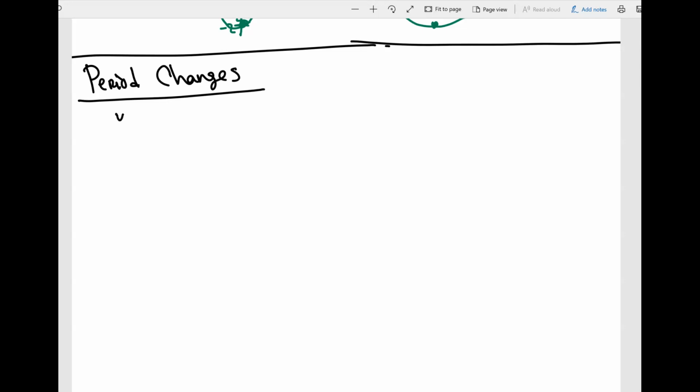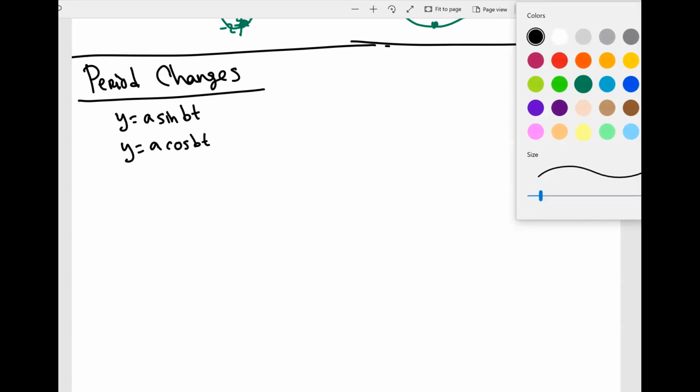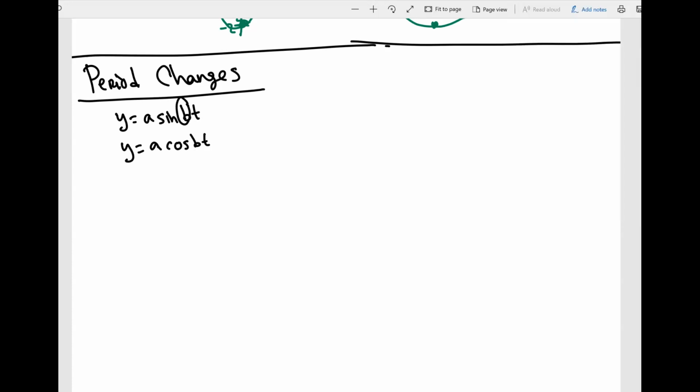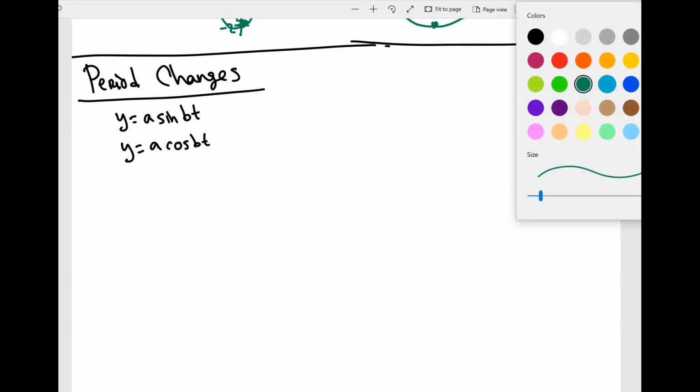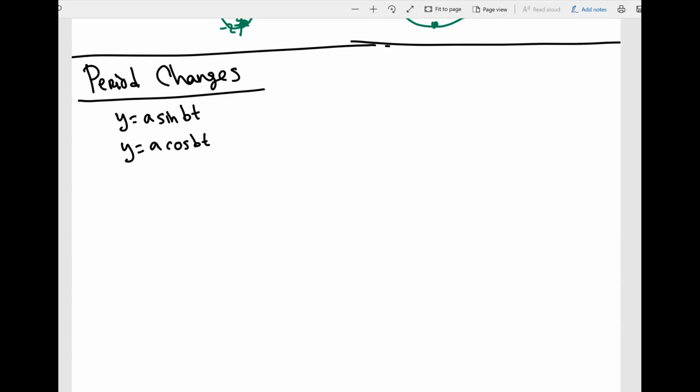So if you have y equals a sine of bt, and t can be x or theta or whatever you want, and cosine bt, basically what we're now going to be looking at is what happens when you have a change in the b. So what's going to happen here when this changes?